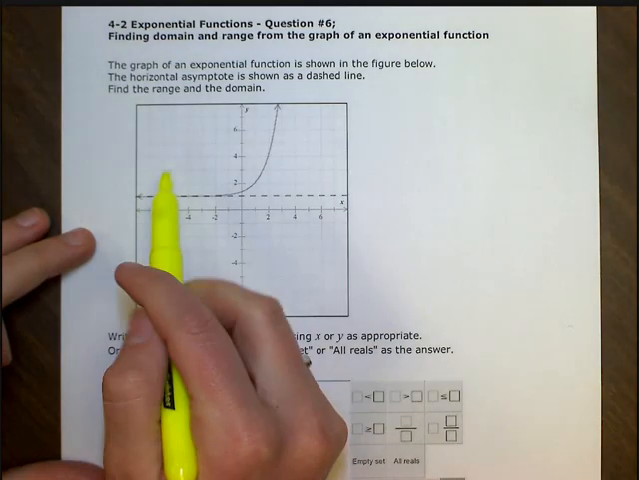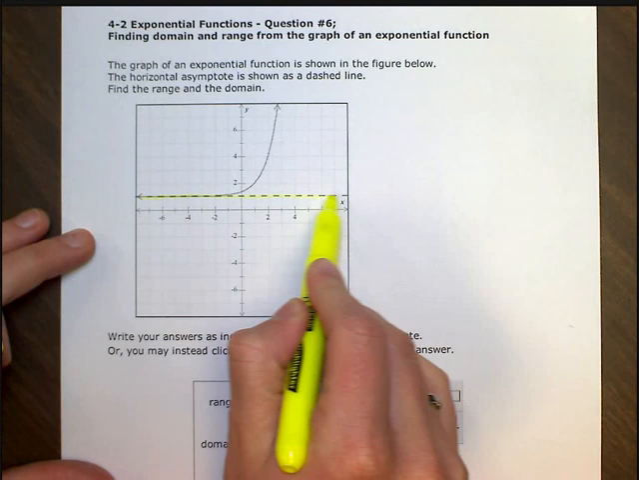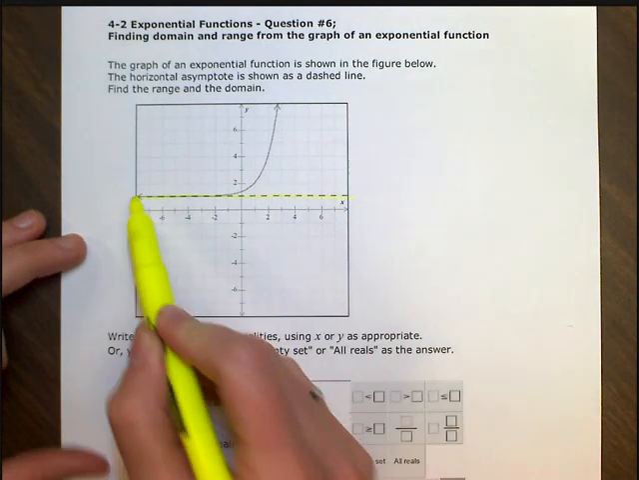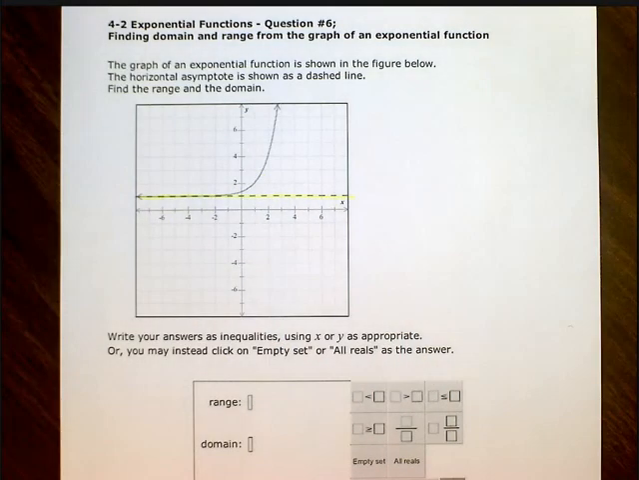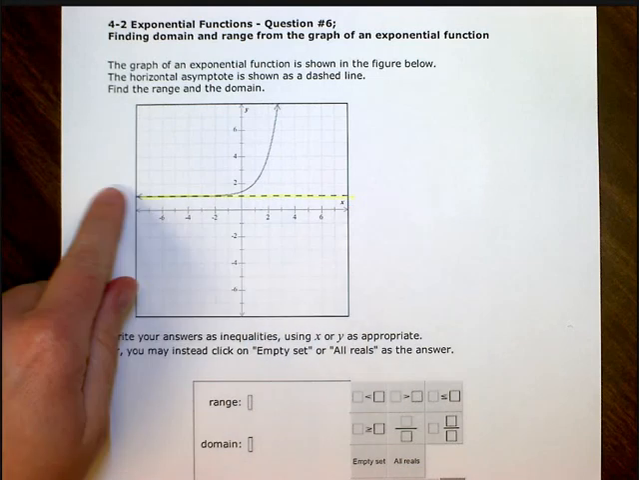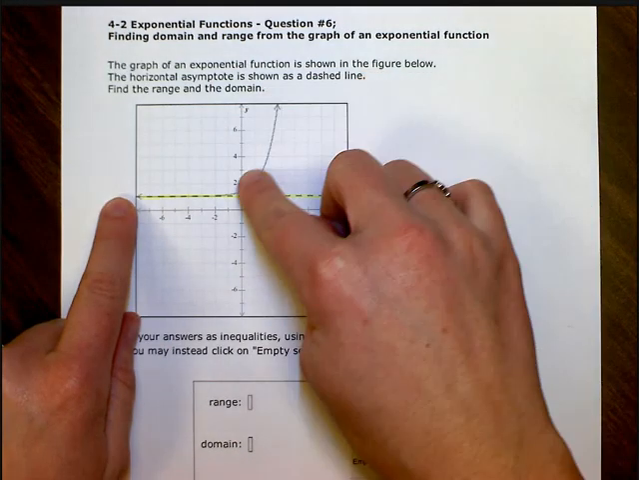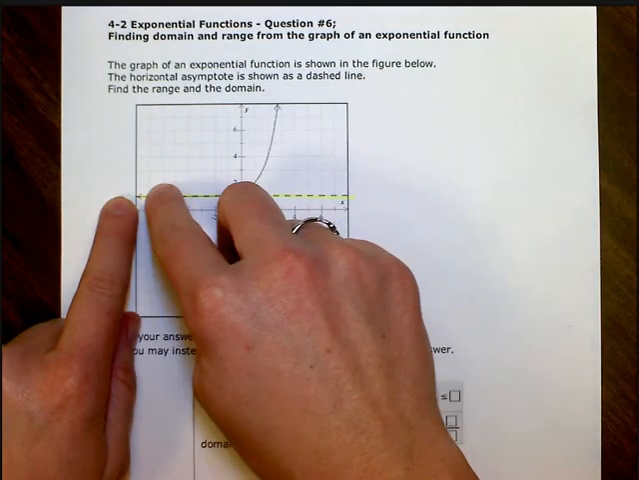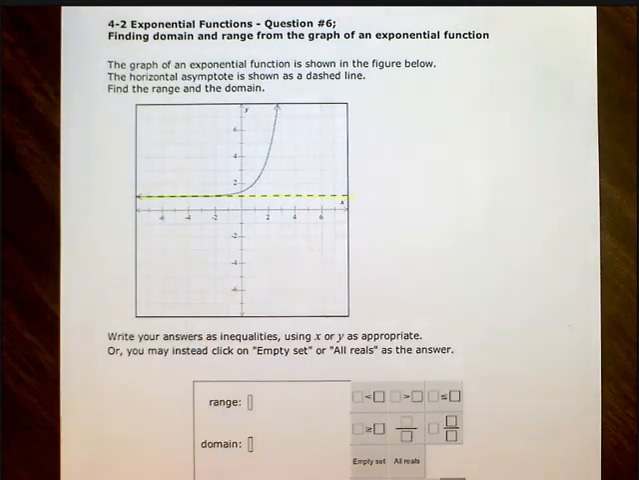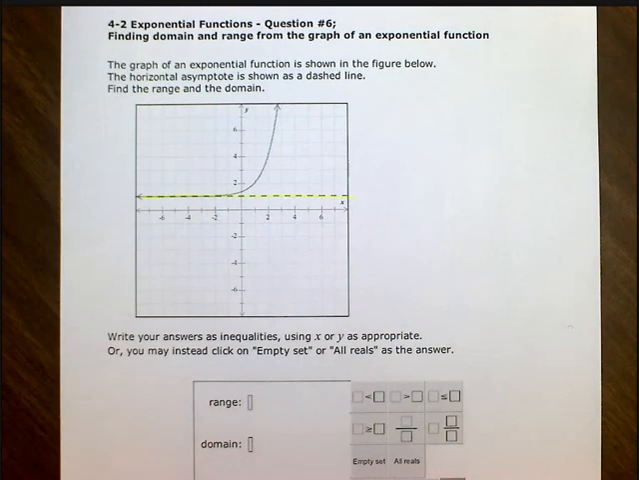Although the function gets really, really close to that line as it goes this way, it will never actually cross or touch this line. It's kind of an invisible wall. So this line gets closer and closer and closer to it, but actually never touches it, even though I know it's hard to tell on some graphs. Now we need to find the range and the domain. We know that the range is the y values and the domain is the x values.